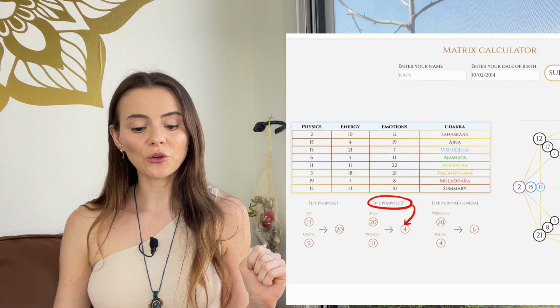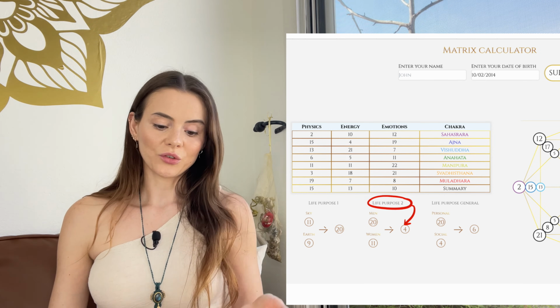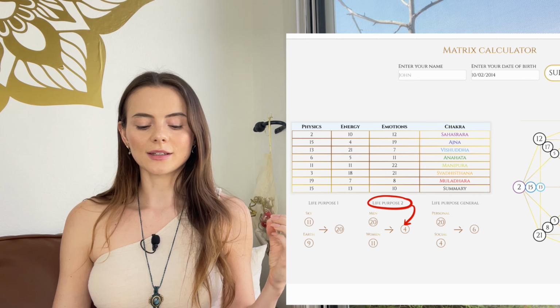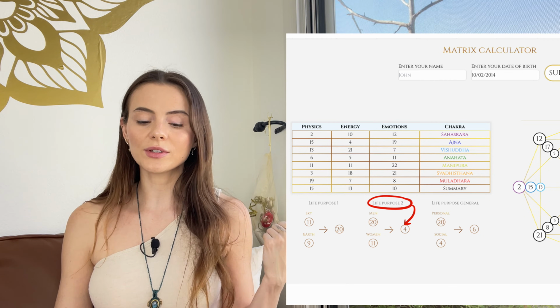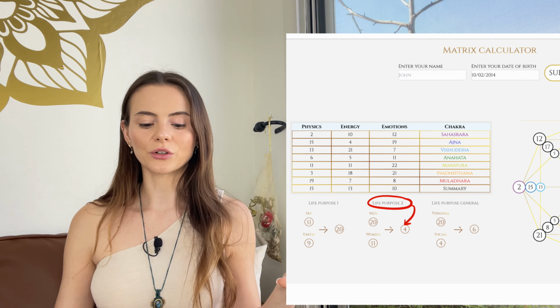Then life purpose 2, from 40 to 60 years old, works the same way, energy 4 in this case. This is your life purpose, what you came here to do for this period of your life.